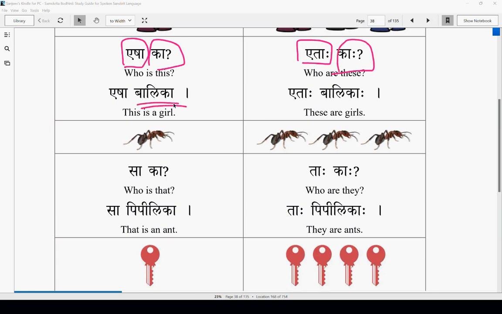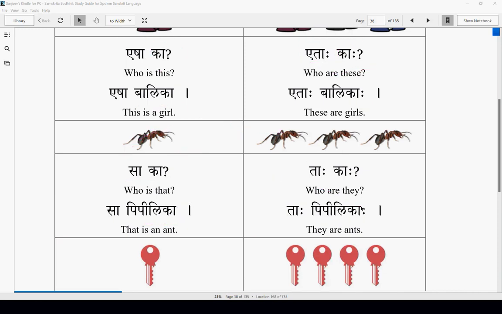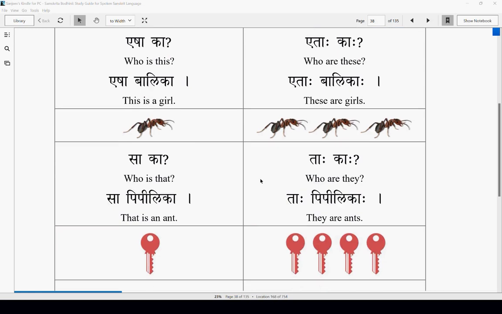As far as the Bahuvachana is concerned, for the noun ending in A, Strilinga Ekavachanam, just add the Visarga there. There is not much difference, right? Balikaha. Similarly, Sa changes to Taha. Ka, we already know, changing to Kaha. And for the Bahuvachanam, it changes to Pipilikaha. Okay, next one.